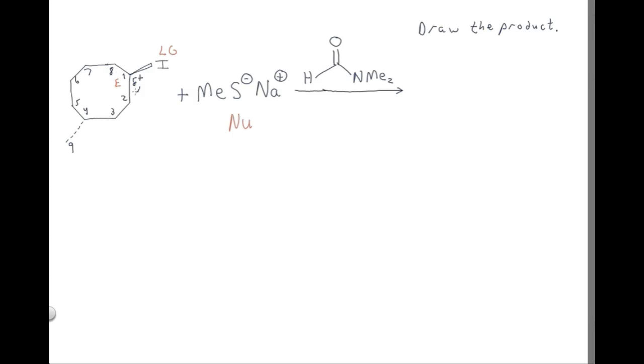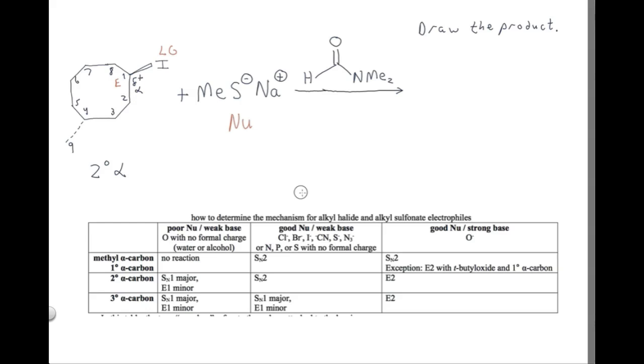Carbon 1 is the alpha carbon because it's bonded to the leaving group, so we have a secondary alpha carbon. Carbon 1 is bonded to two separate carbon chains: the carbon chain that begins with carbon 8 in this direction, and a separate carbon chain that begins with carbon 2 in the other direction.